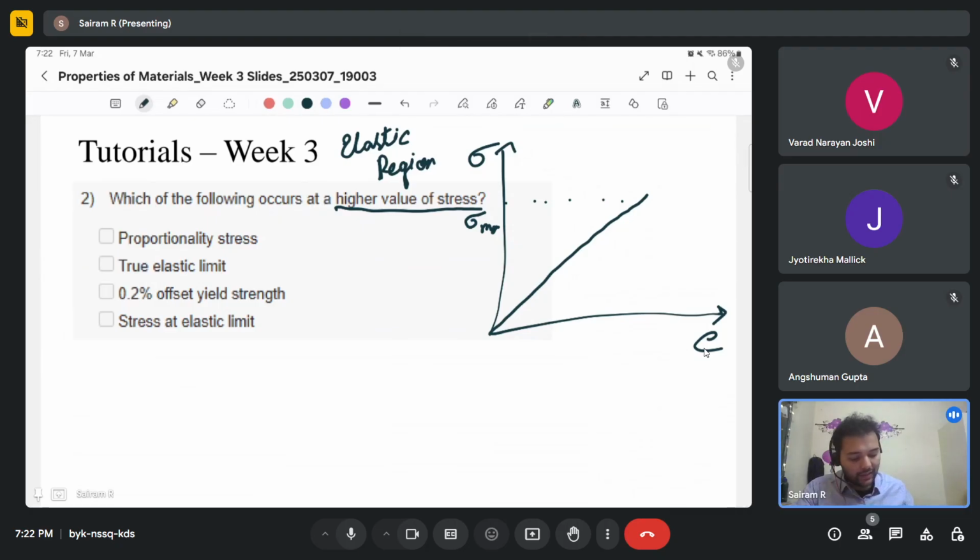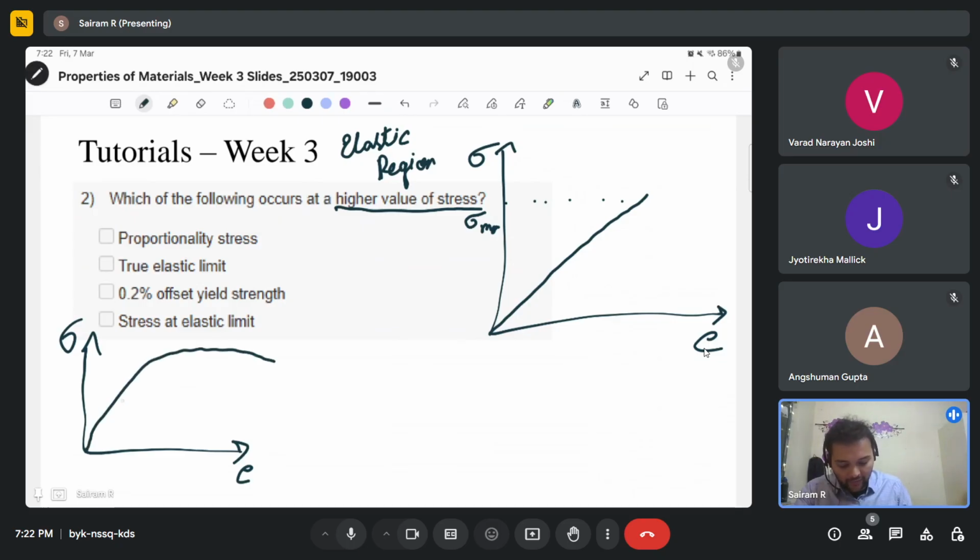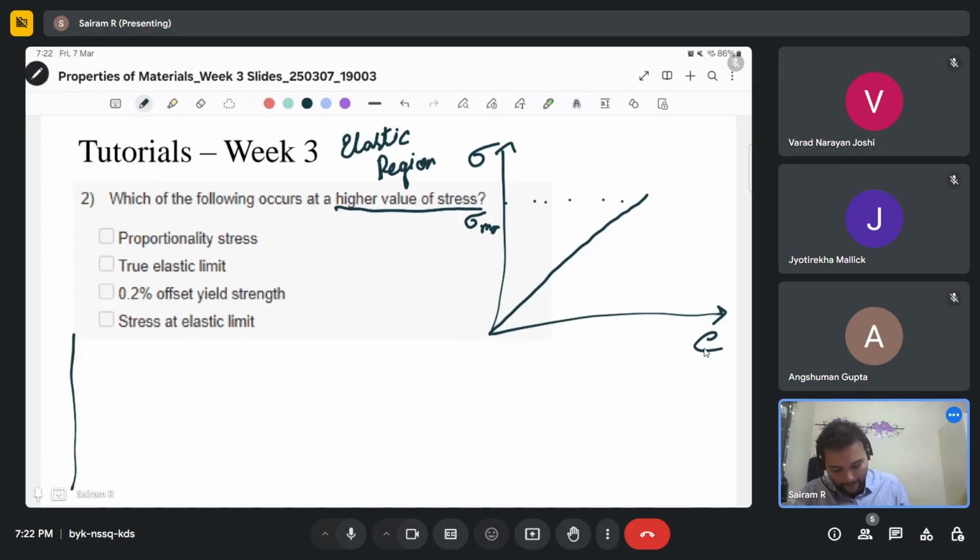If you had observed the stress strain plots for steels, you would have an elastic region. I'm very sorry for this not being okay. Let me draw the stress strain for, let's say, steel: a linear region followed by a curved region.